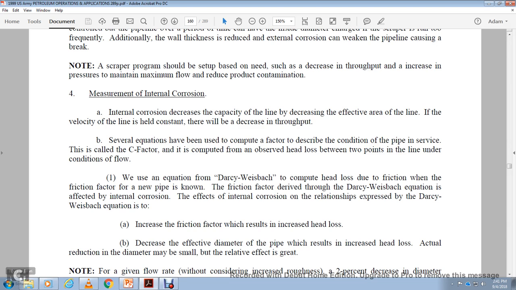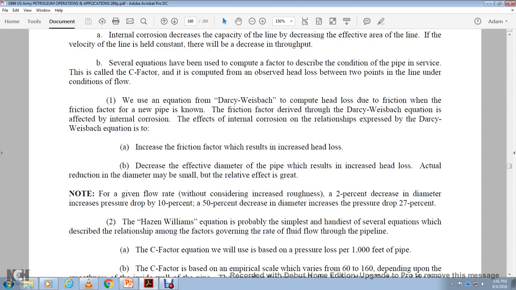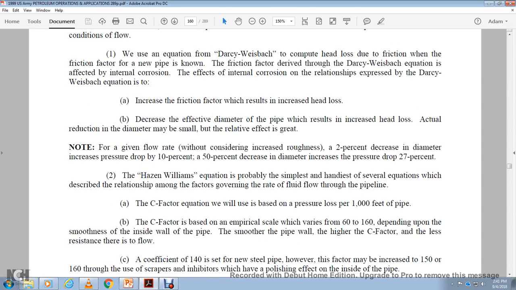The actual reduction in the diameter might be small, but the effect is great. Given the flow rate, without considering the increase of roughness, a 2% decrease of the diameter increases the pressure drop by 10%, but a 50% decrease of the diameter increases the pressure drop by 27%.